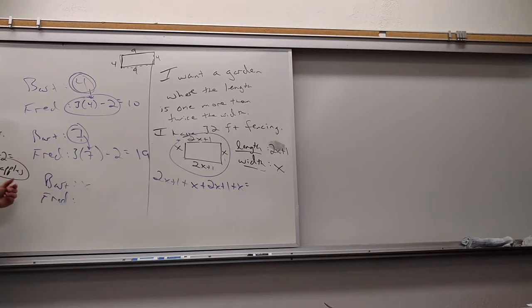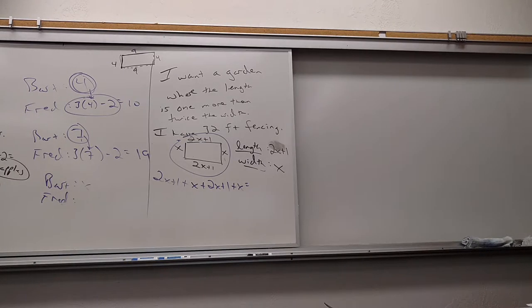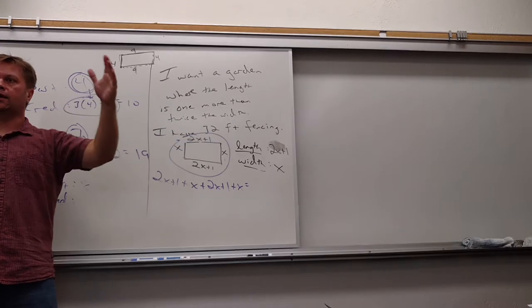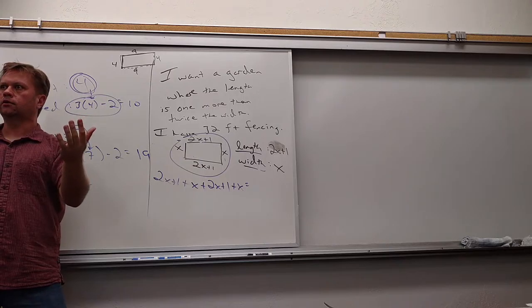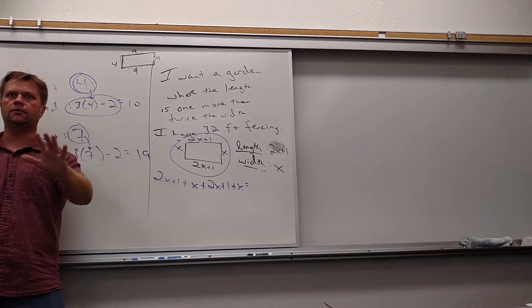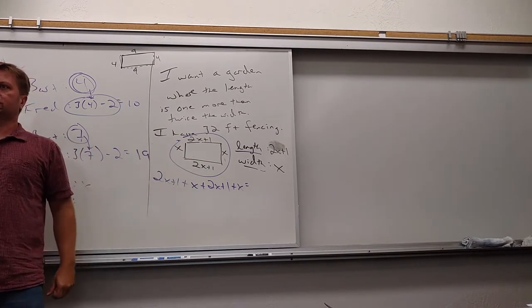Why did we call Bart X here? Because we didn't know what number of apples. So isn't a variable just a number I don't know yet? So whatever numbers do, variables also have to do, because they are just numbers. That's all they are. These are numbers I don't know yet, so that's why they're a little harder to work with, but they're freaking numbers. So whatever numbers do, variables will also do.